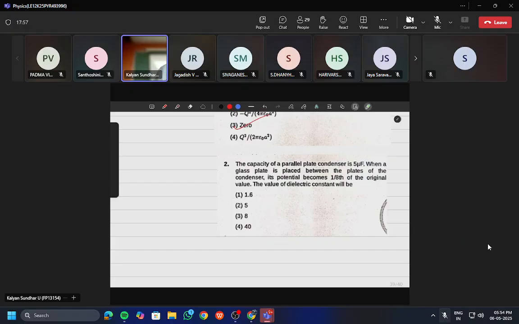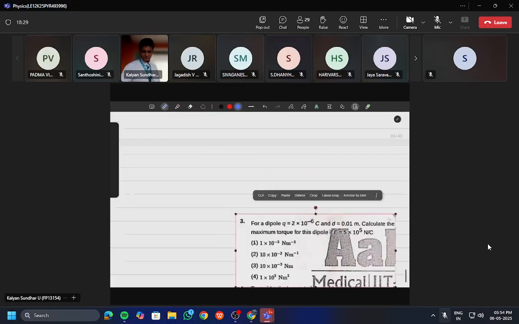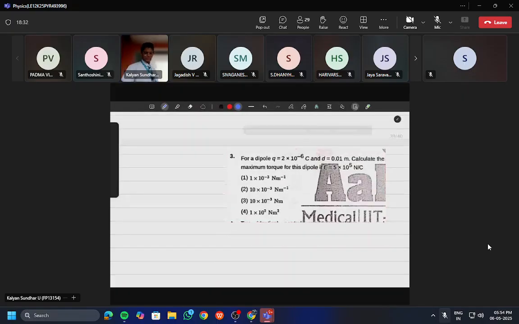So its potential becomes 1/8 of it. Then V final is becoming V initial by K value. Correct? So what will come? That is, V initial by 8 times. So this 8 is the value of your dielectric constant. So the value of your dielectric will be 8. So the third option will be this one. This is easy.